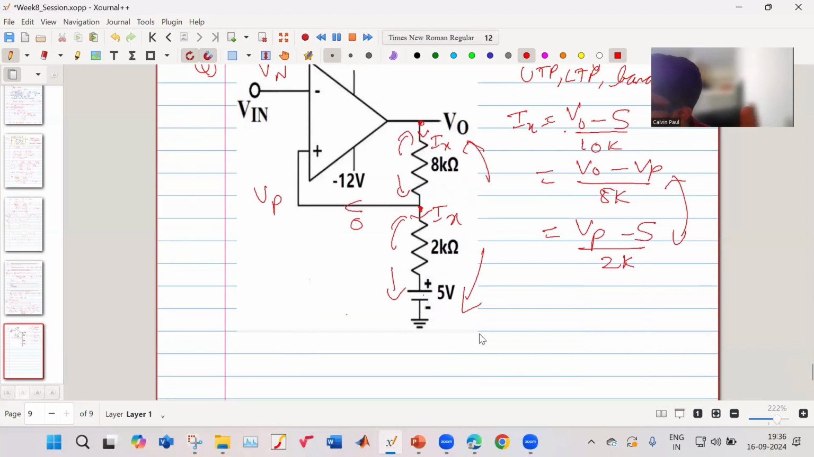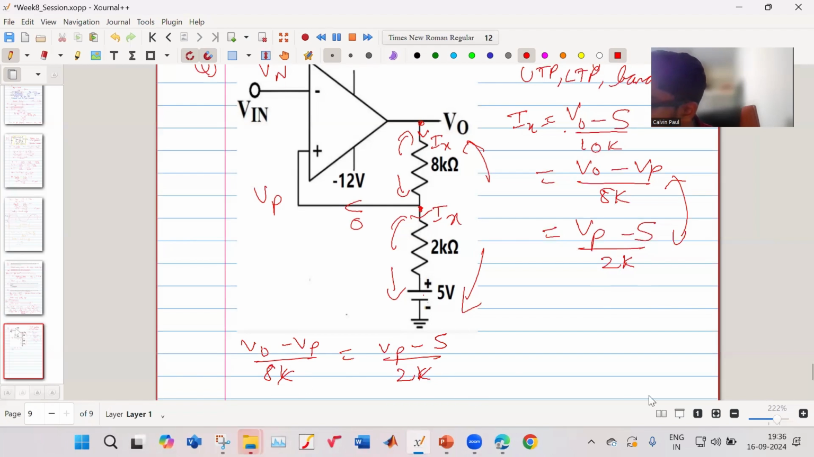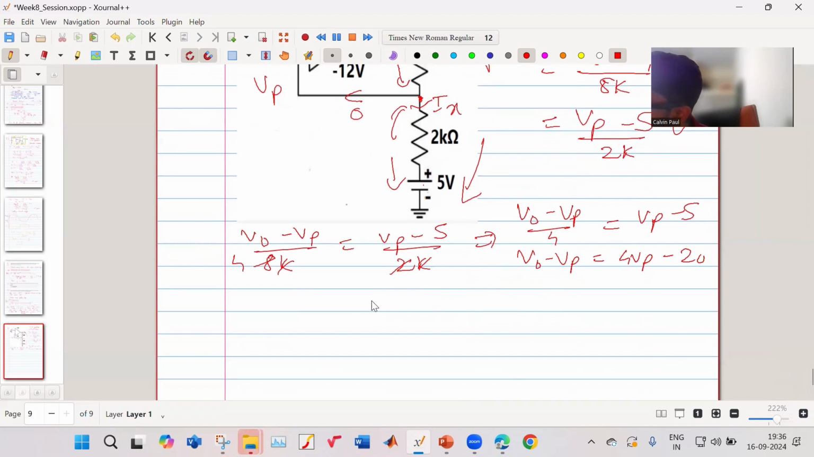So I have V output minus VP upon 8K is equal to VP minus 5 upon 2K. K and K gets cut, 2 and 8 becomes 4. So you get V output minus VP upon 4 is equal to VP minus 5. So V output minus VP is equal to 4 VP minus 20, right? So V output plus 20 is equal to 5 VP. So your VP is equal to V output upon 5 plus 4. Okay, this is the expression of VP.